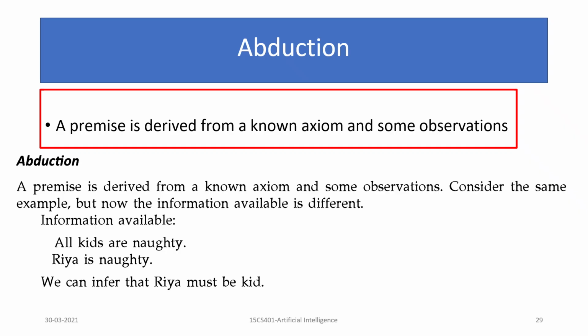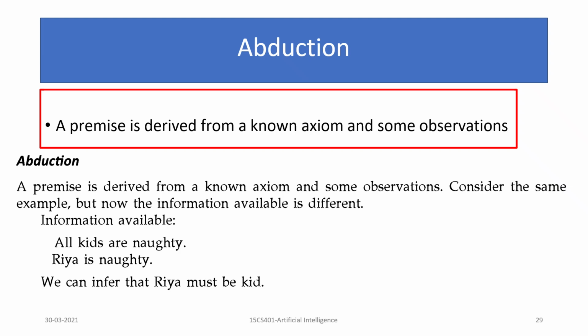Based on another example: if it rains, the road becomes wet. The observation is that the road is wet. The possible conclusion is that it may have rained. The conclusion is not certain because there may be other reasons, such as washing the road or water leakage. So this is a good example of it.